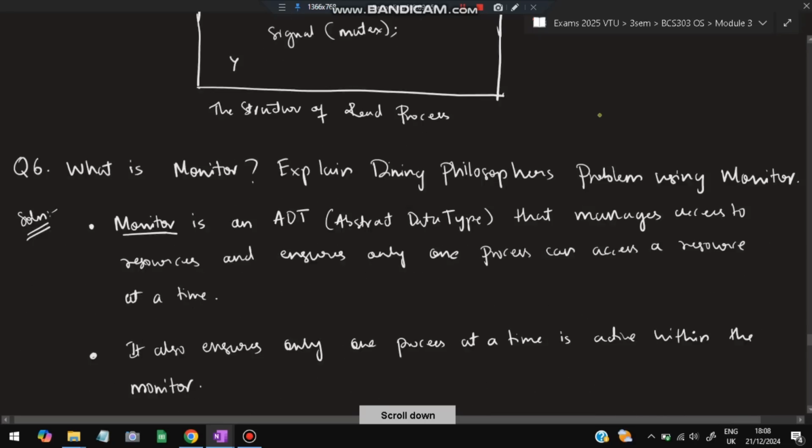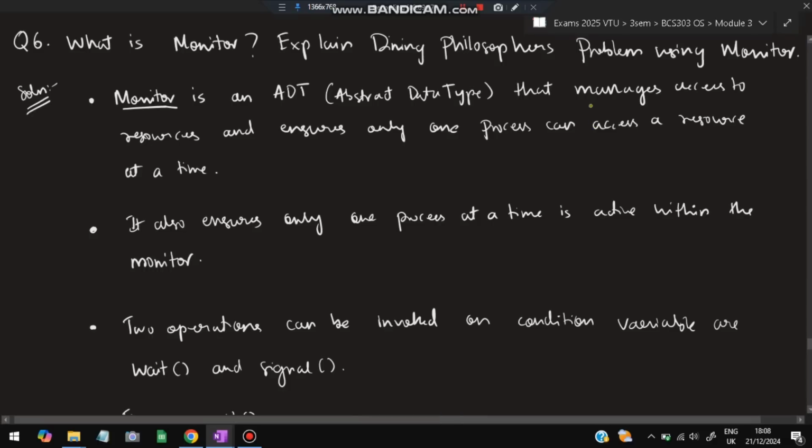So let's move on. The next one is: what is a monitor? Explain the dining philosophers problem using monitor. A monitor is an ADT, which means abstract data type. So what do you mean by monitor? A monitor is an abstract data type. You can just imagine it as an empty space. What it does is manage access to resources. It is like a manager.